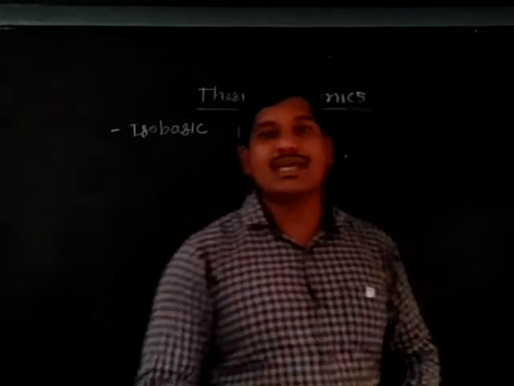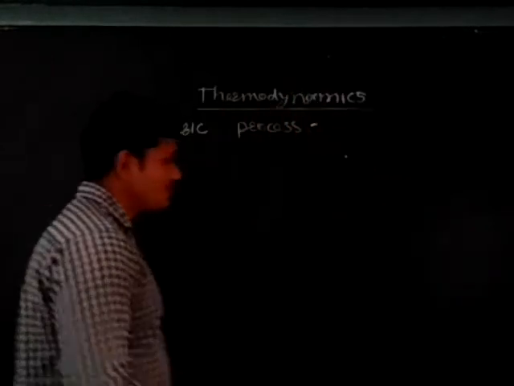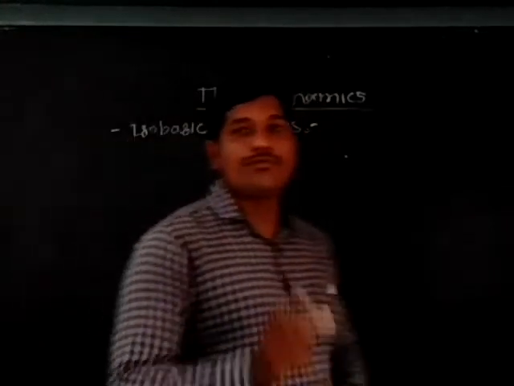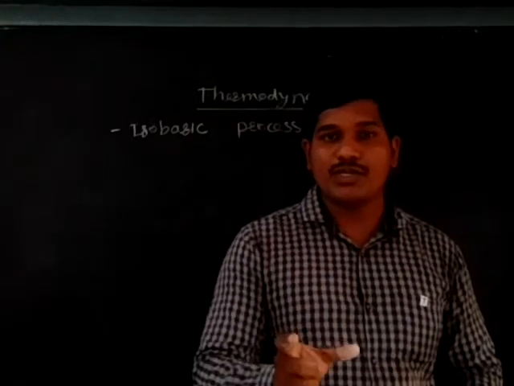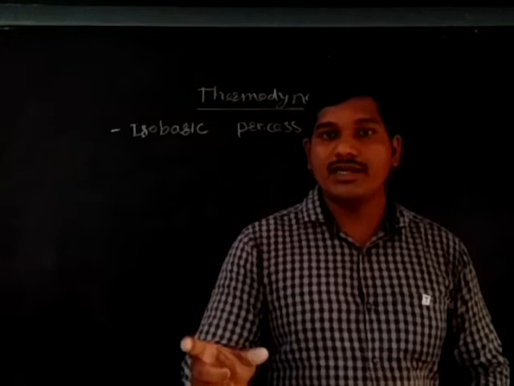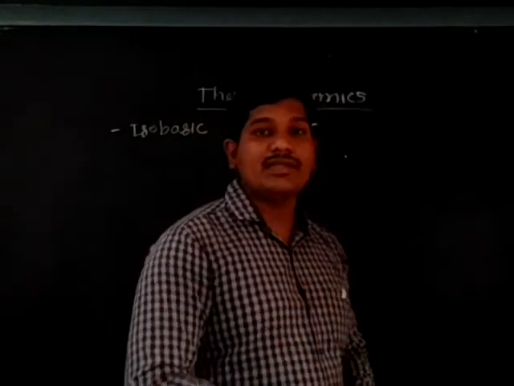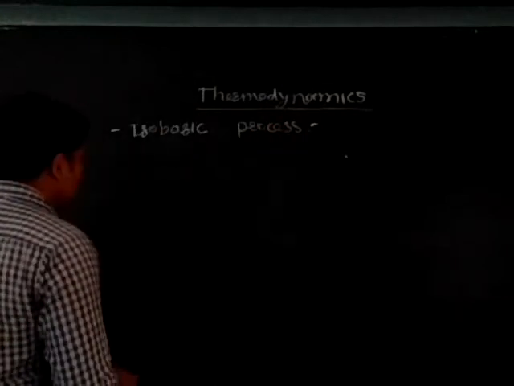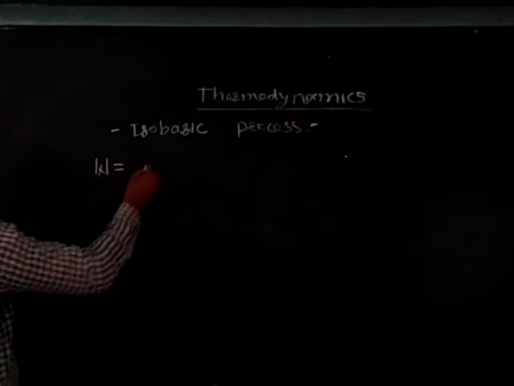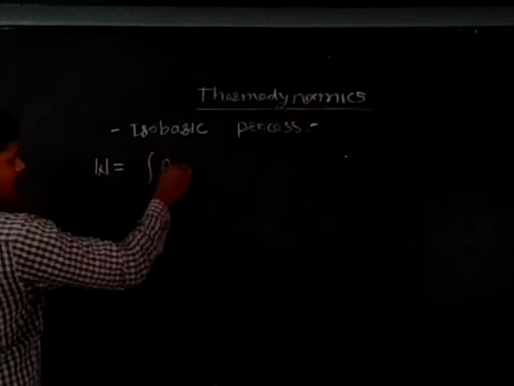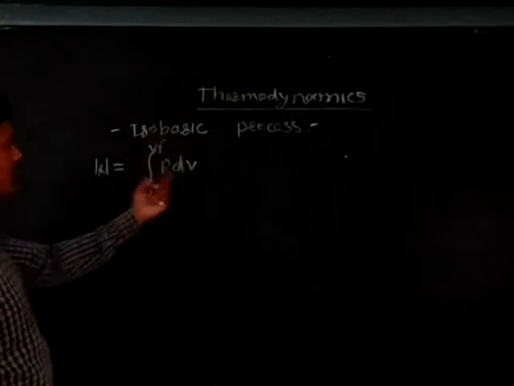Now we will see the exact derivation for the isobaric process. Okay, suppose Pi, Vi, Ti and Pf, Vf, Tf are the corresponding values of the initial pressure, volume, temperature, and final pressure, volume, temperature. Okay, then at that time, how can we write the work done? So the work done can be given as integration of P dV from Vi to Vf. Okay, integration of P dV.